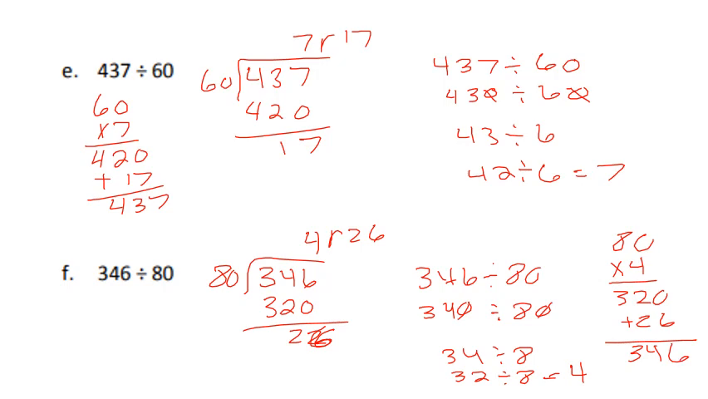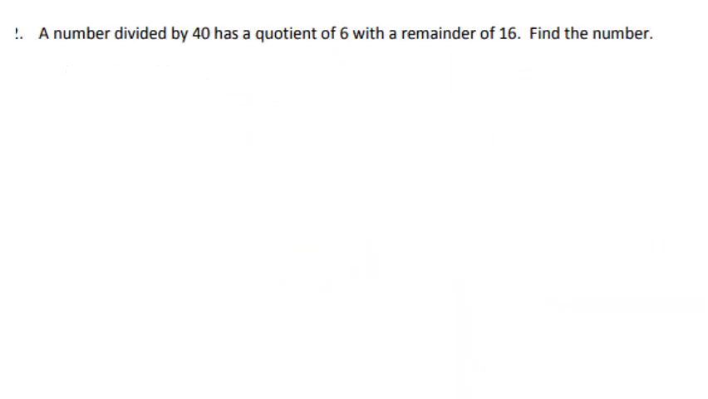A number divided by 40 has a quotient of 6 and a remainder of 16. Find the number. The best thing is to go ahead and set up your problem and put in the known values. It says a number divided by 40, so that means 40 is our divisor. Has a quotient of 6, remainder 16.